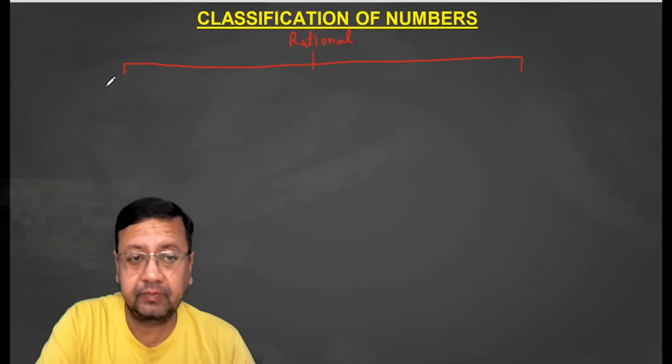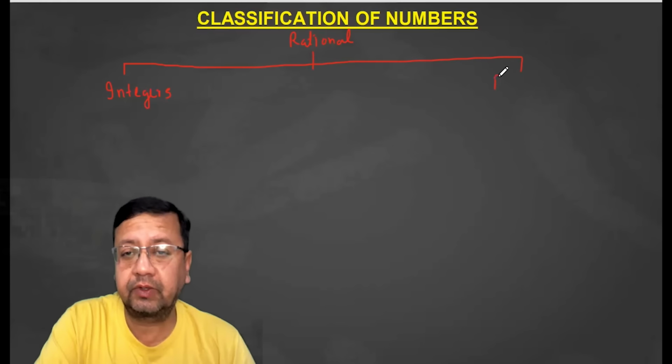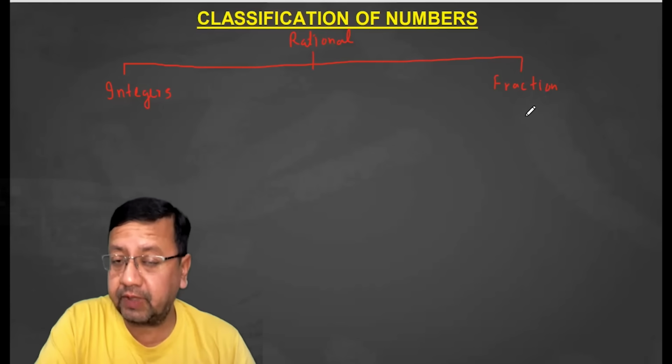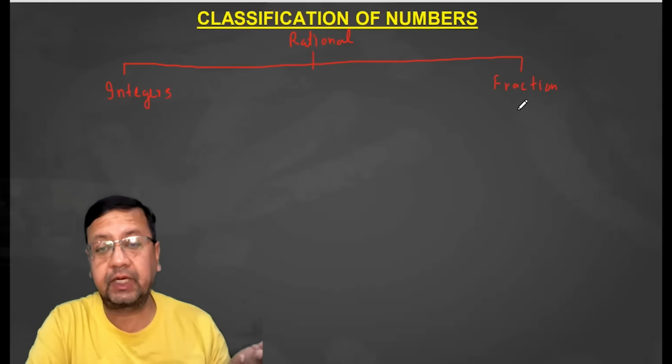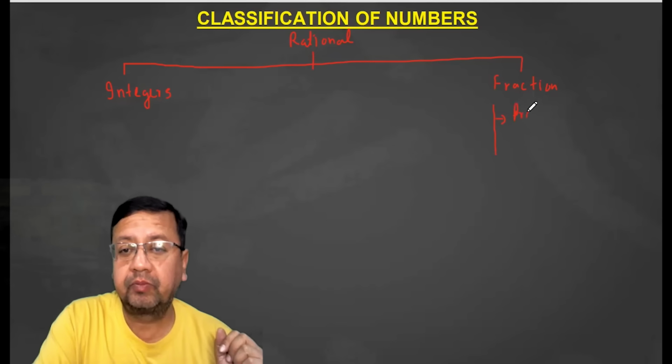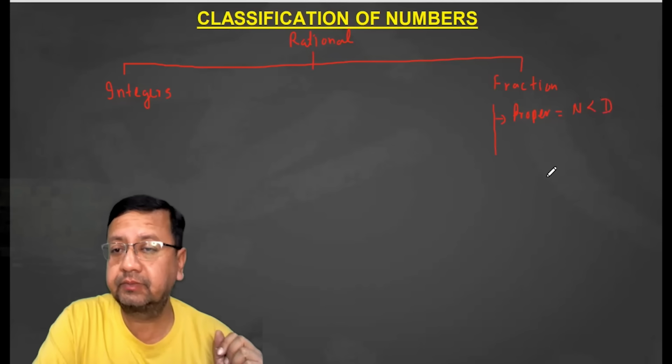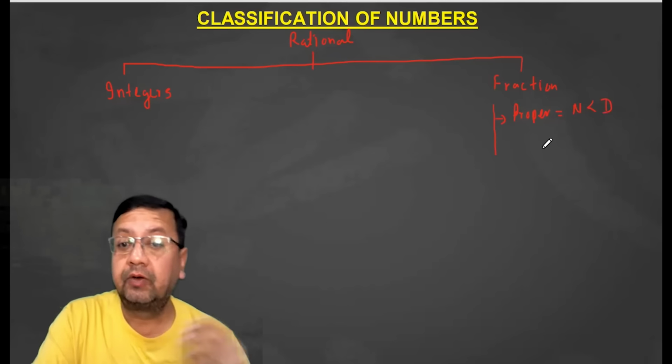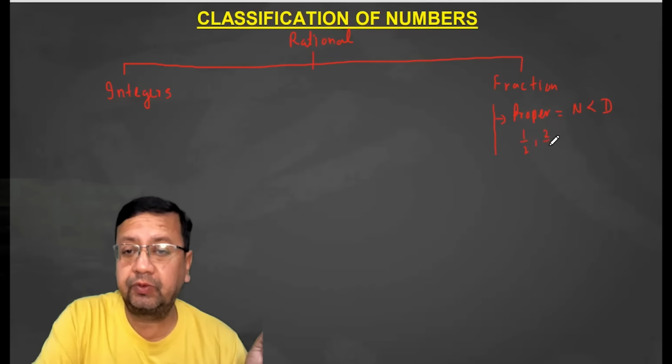So first is what? Integers, and second is what? This is fraction, right? So how will you define the fractions? Fractions are the numbers which have some decimal part, right? So we have different types of fractions. One is what? Proper fraction. So proper fraction is what? That is when the numerator is less than the denominator, right? For example, 1 by 2, 2 by 3, say 3 by 4, and so on.